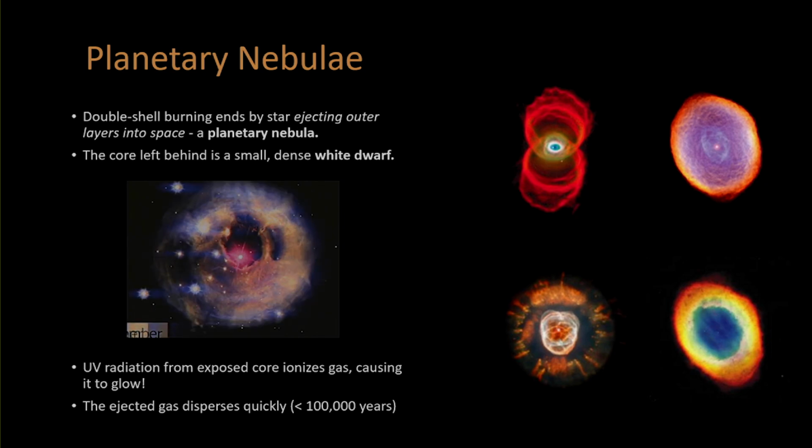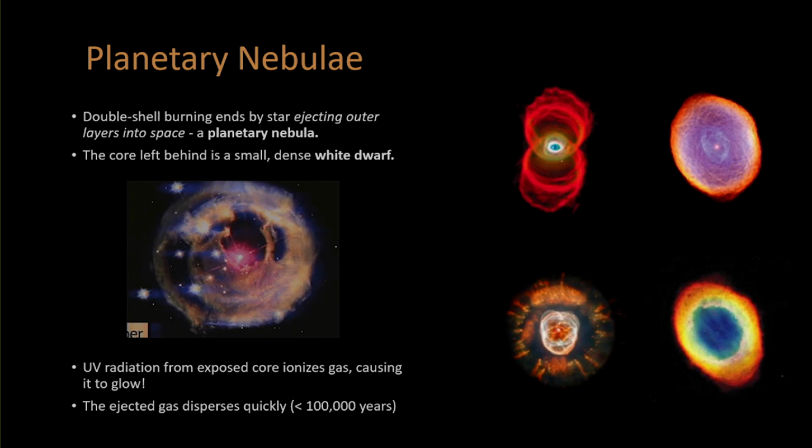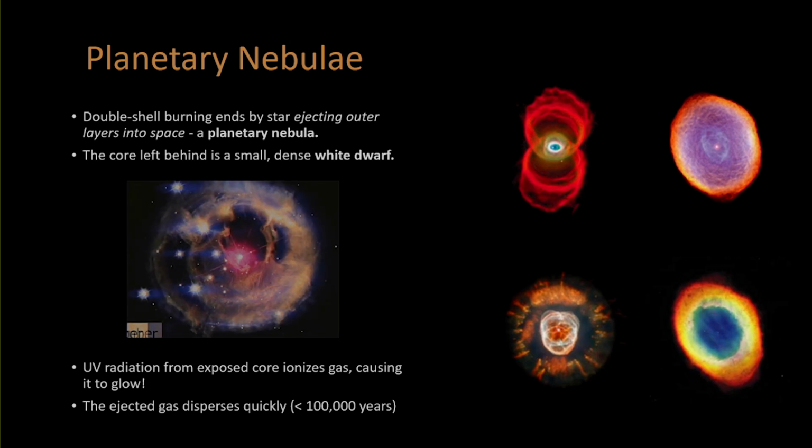Much, if not most, of the outer layers of the star are expelled out into space. We see these beautiful images over on the right. We call these planetary nebula. It's a really bad name for it, because they have nothing to do with planets. But early astronomers would look in their telescopes, see this little round, oh, it looks like a planet. No, it's not a planet.